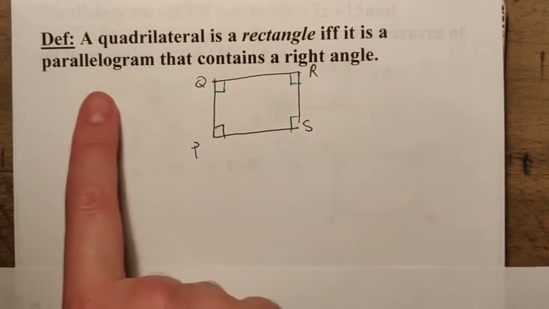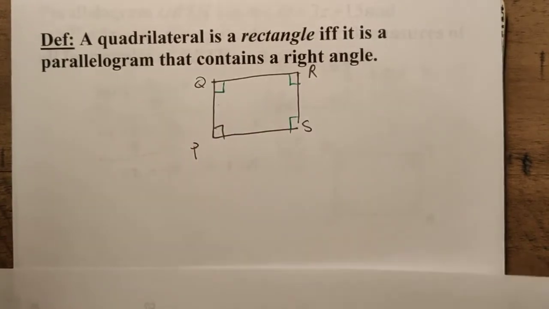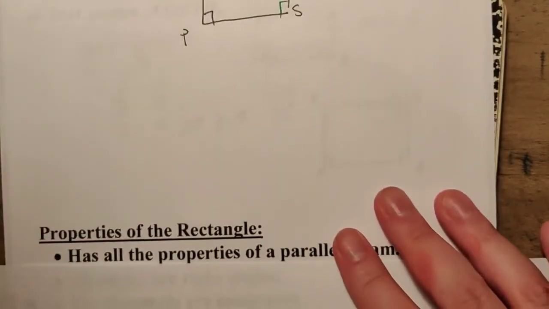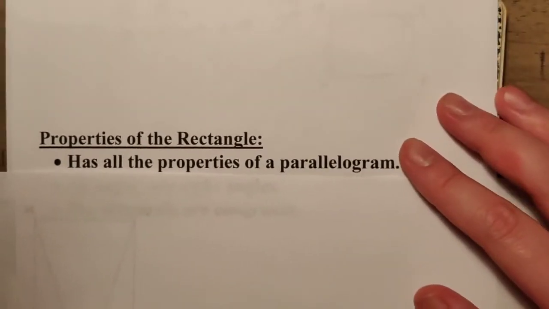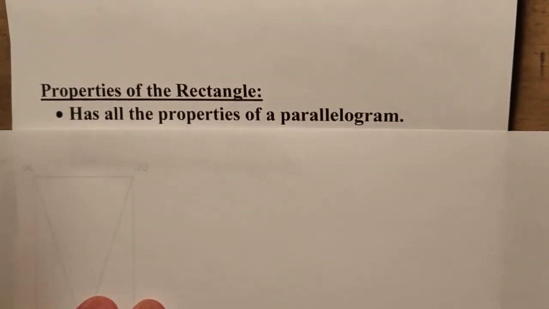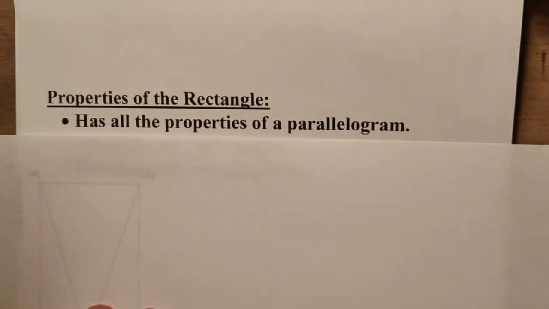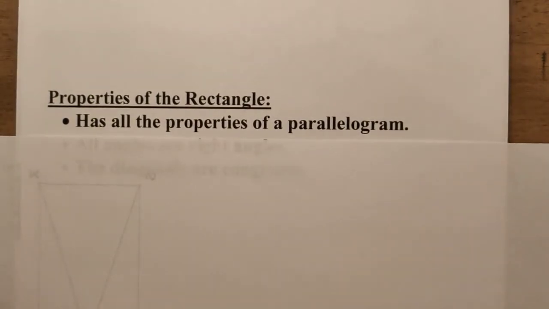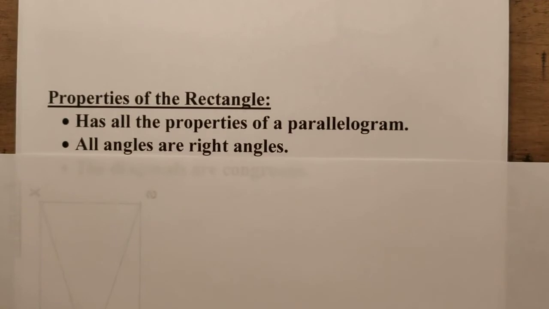The nice part about this is that if you look at the definition, it says parallelogram. So by definition, one of the properties of the rectangle is that it has all the properties of the parallelogram, right? And I think that's pretty straightforward here. Now, in addition, we also have just shown that for a rectangle, all the angles are right angles. That's also an important thing here, okay?